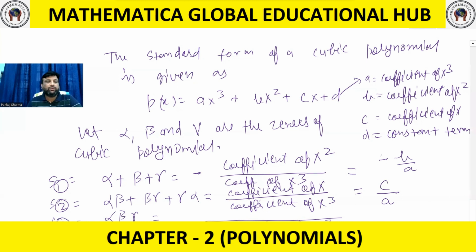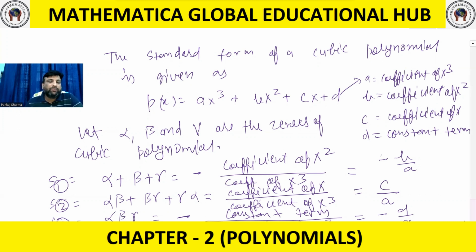So 3 minus 3 is what? 0. So x to the power 0 is the constant term. So here it will come constant term. But here you can see 3 is the odd number, so here it will come with a minus sign. So we can say that the formula is what? Minus d by a. In that way we can keep in mind the formulas of alpha plus beta plus gamma, alpha beta plus beta gamma plus gamma alpha, and alpha into beta into gamma, yeah? The relation of zeros and the coefficient of a cubic polynomial, yes.